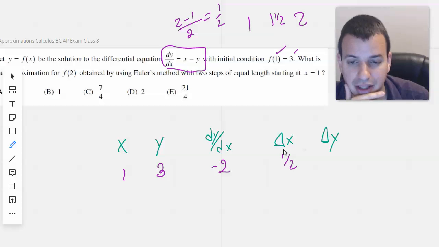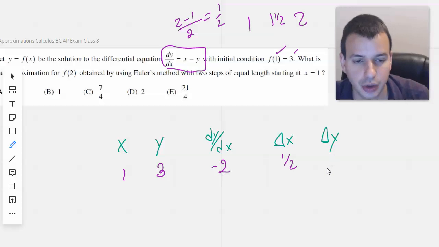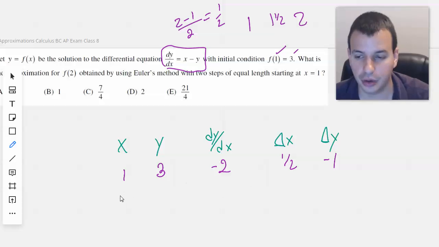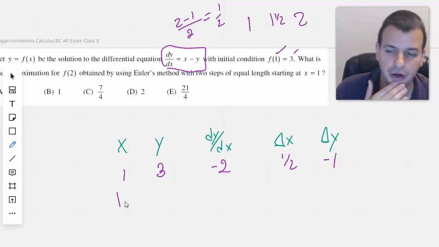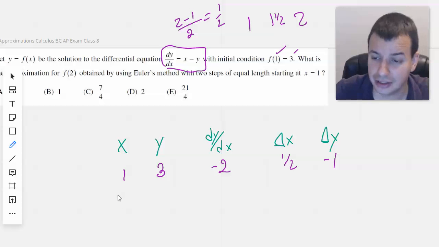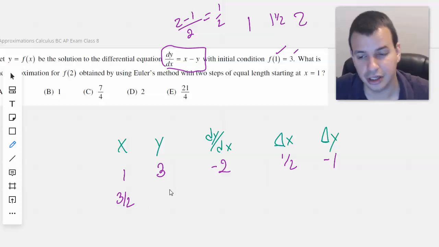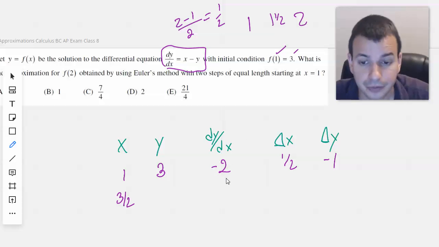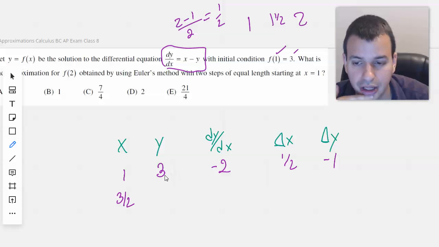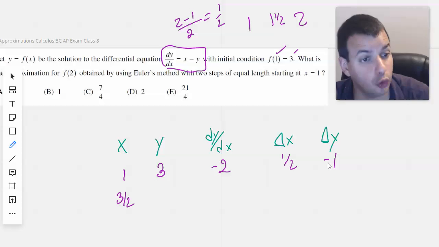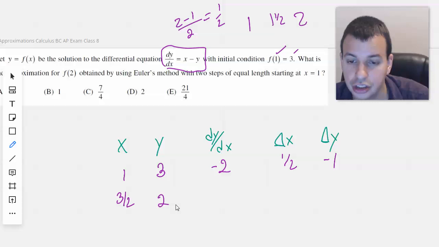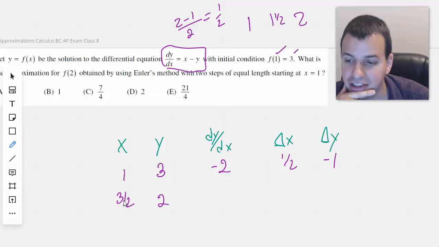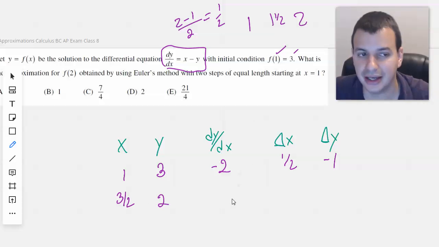Change in y, delta y, is dy/dx times this, so we have negative 1. Then x plus 1/2 is, I'm not sure if I want to do 1.5 or 3/2. I'm going to do 3/2. It's the same as 1.5. I get caught up on the minutia and the notation like that. It troubles me deeply. Okay, so now we want to find the change in y. Change in y is delta y, which is negative 1. So 3 plus negative 1 is 2. Okay, dy/dx is x minus y. X is 3/2 minus 2 would be negative 1/2.